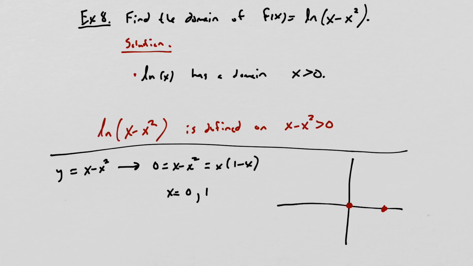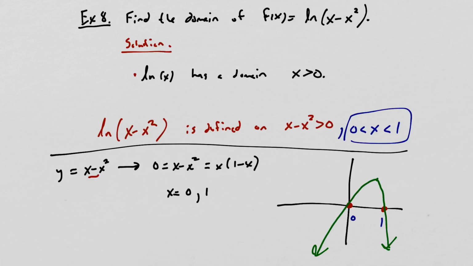Since we have this negative in front of our x squared, that means that the graph of our function is going to be pointing downwards, like this. That means the only portion of our graph which is going to have positive values occurs between 0 and 1. What we get then is that our x values are going to be less than 1 but greater than 0. And this is the domain of f of x.